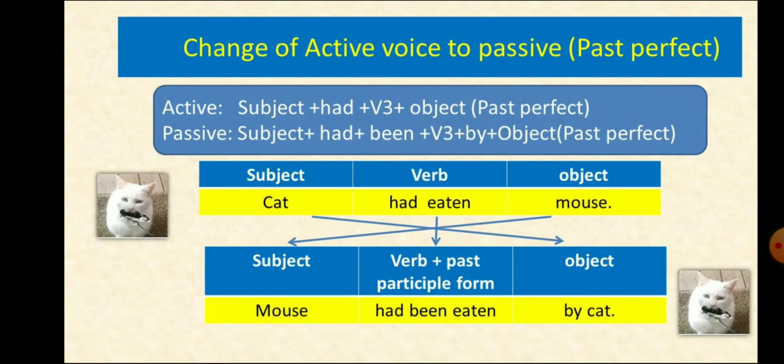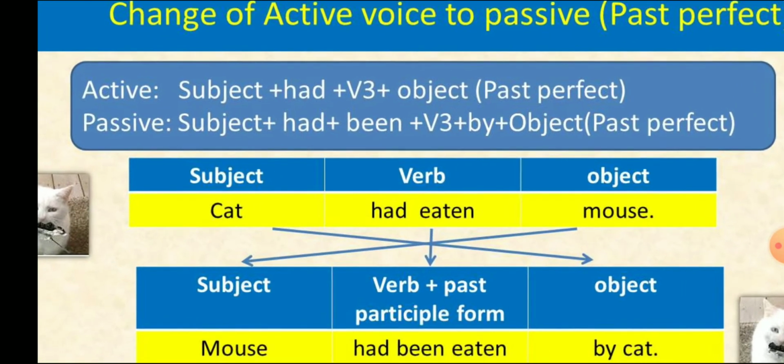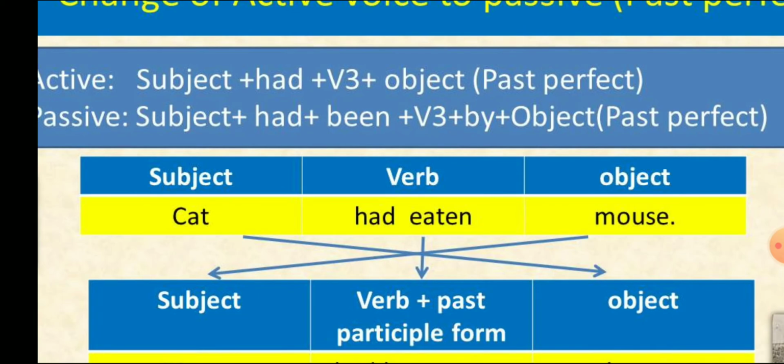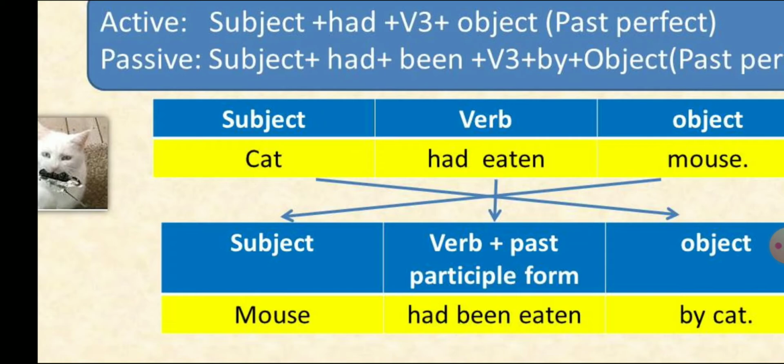Next, let us see how to change from active to passive for past perfect tense. So what is the structure for past perfect tense in active voice? It is subject plus had plus V3 plus object, and in passive it is subject plus had plus been plus V3 plus by plus object. So here is an example. Cat had eaten mouse. Here it is in past perfect tense.